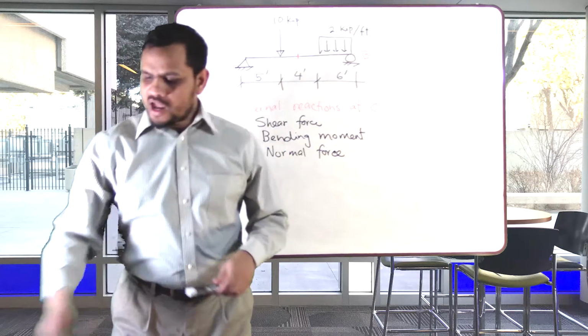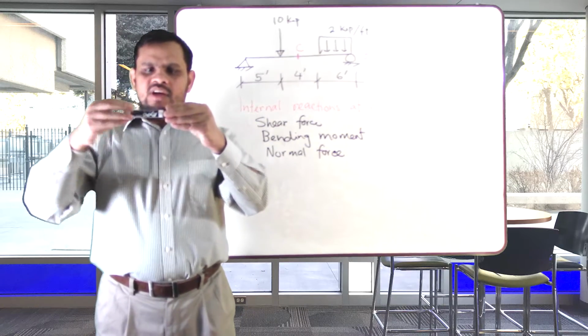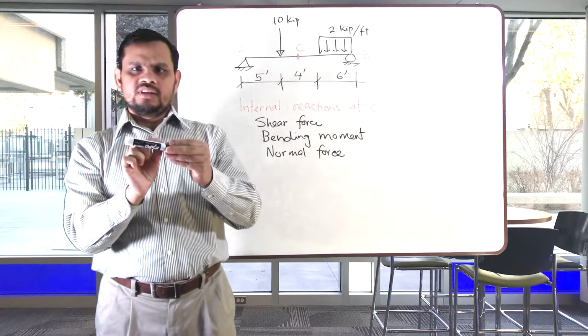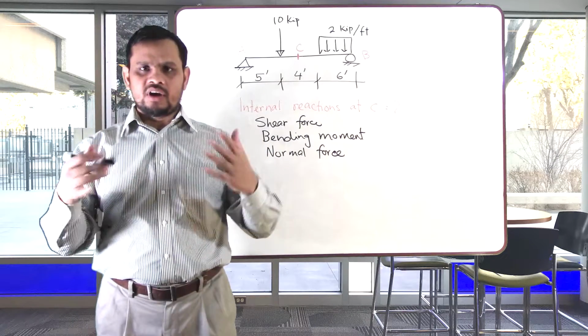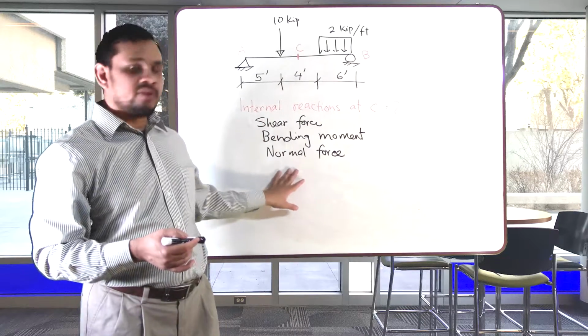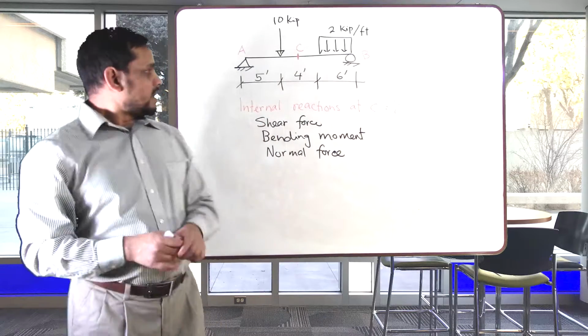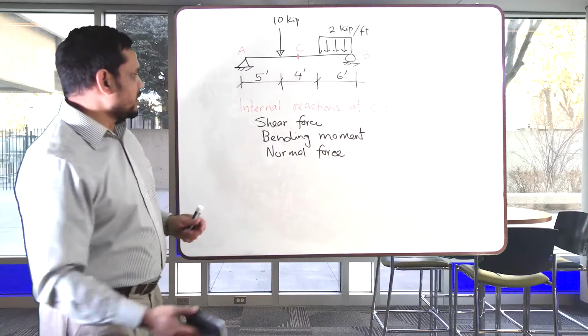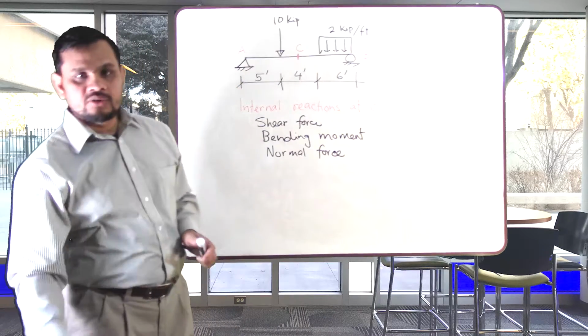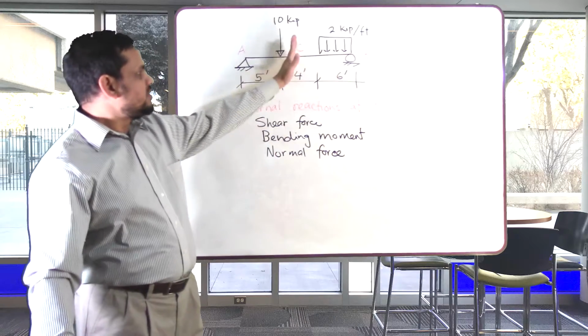So say I have a beam, this is my beam, I have different kinds of load. So inside any point, these three forces may occur. One is shear force, one is bending moment, one is normal force. Now let us see how to find this. So before finding, what to do? As it is internal, we need to cut here.